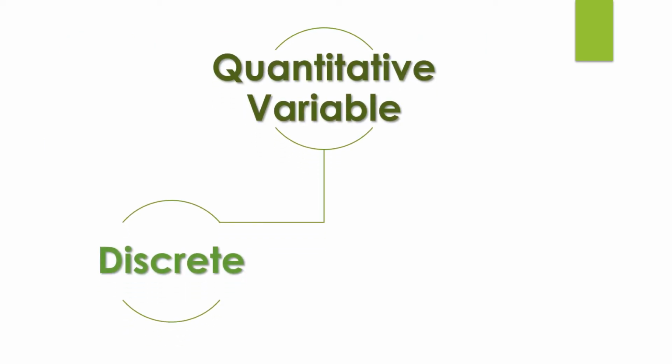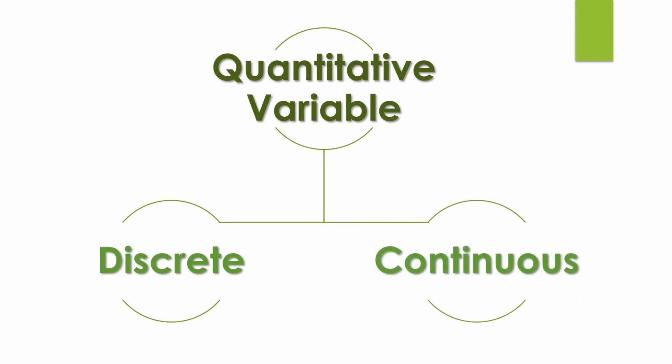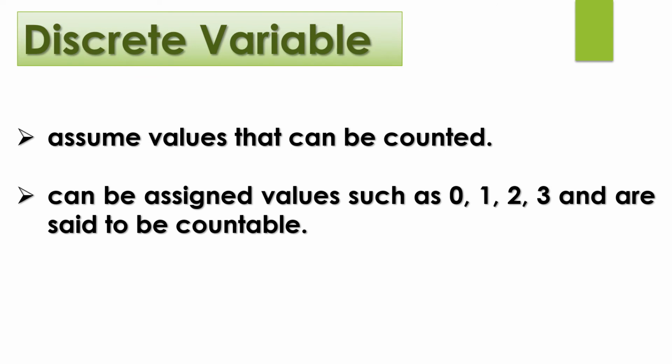Under quantitative variables, there are what we call discrete and continuous. What is the difference between the two? A discrete variable assumes values that can be counted. It can be assigned values such as 0, 1, 2, 3, and is said to be countable. In discrete variables, our keyword is that it must be countable. When we identify a variable, the keyword to look for is "a number of," meaning it is counted.